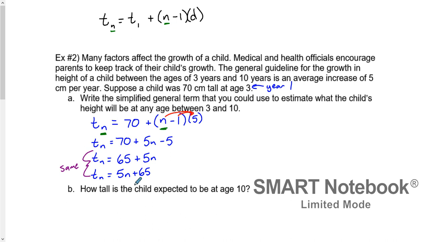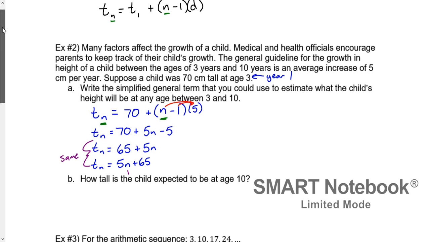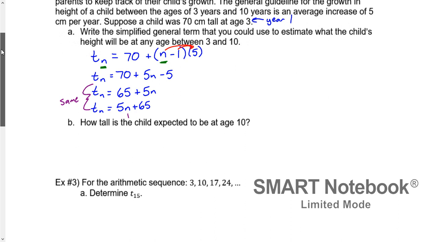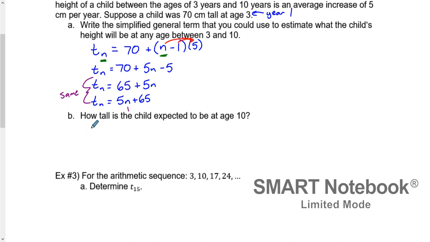Now let's just do a quick check. For year one at the age of 3, let's see if we plug a 1 into here. Is that going to give us 70? 5 times 1 is 5 plus 65. Oh, yeah, that's 70. The reason I just did that is because I'm going to set up for this question. How tall is a child expected to be at age 10? Well, that does not mean this. So don't write this quite yet.